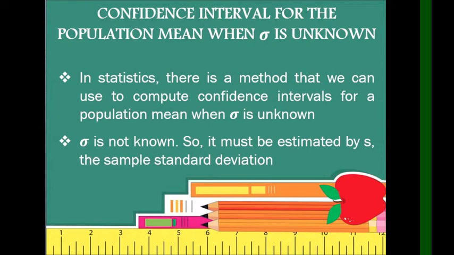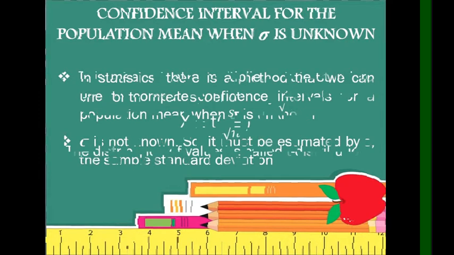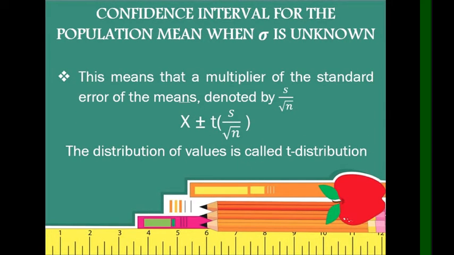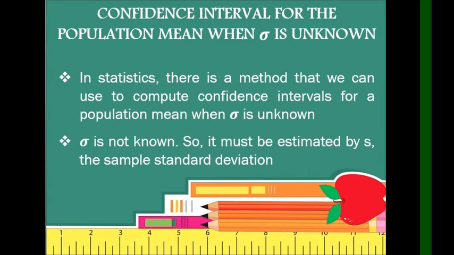Confidence interval for the population mean when sigma is unknown. In statistics, there is a method that we can use to compute the confidence interval for the population mean when sigma is unknown. Sigma is not known, so it must be estimated by S, the sample standard deviation. Since sigma is unknown, we will replace it by the letter S, which can be read as the sample standard deviation.